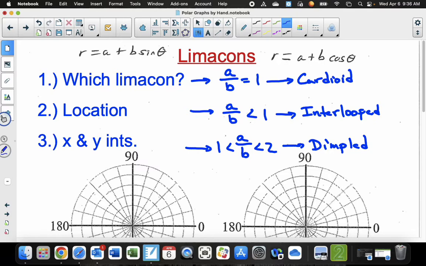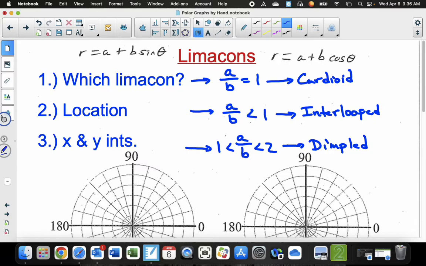Here's the first thing you need to be able to do on these problems. Take a look at your A's and B's and figure out what am I dealing with here? Which kind of limacon do I have? Once you've figured that out, and like I said, there is a fourth one, I just didn't write it down because I ran out of room. When A over B is greater than or equal to 2, it is convex.